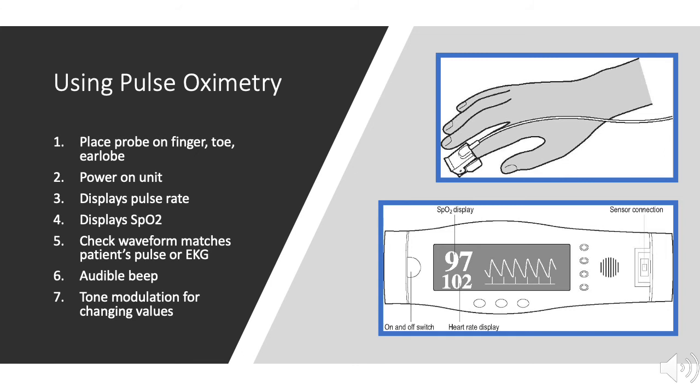Most pulse oximeters also have the capability to change the tone of the beep with changing values of oxygenation. The higher the SpO2, the higher the tone. The lower the SpO2, the lower the tone. Changing tones with changing SpO2 is called tone modulation. It sounds like this for an SpO2 of 100%.